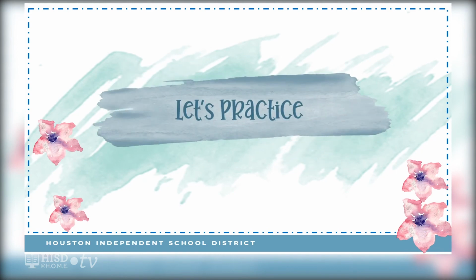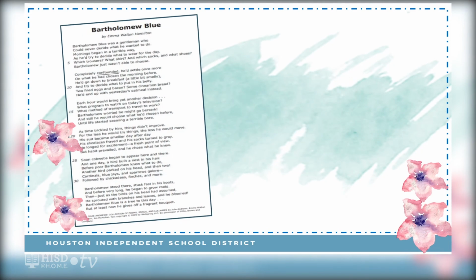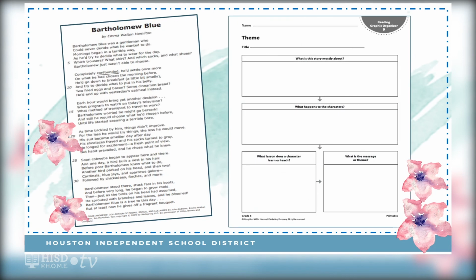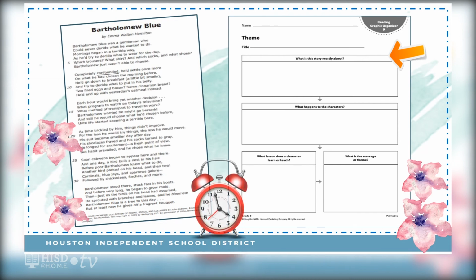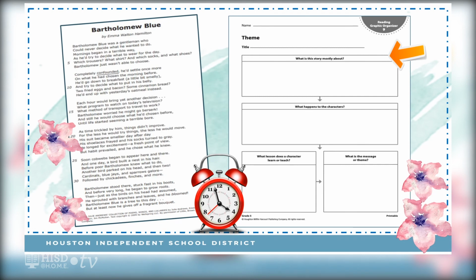Let's practice. We will use the poem and the theme graphic organizer from HMH. We will complete the graphic organizer by answering all the questions. The focus of this activity is to figure out the theme of the poem using what we know about the plot. Let's answer the first question. In your own words, describe what the story or poem was about. Use your notes and annotations during our read aloud. Give yourself 2 minutes to write your answer.